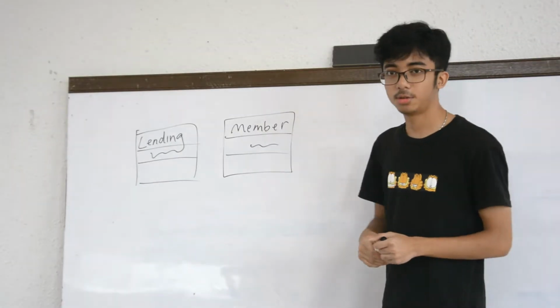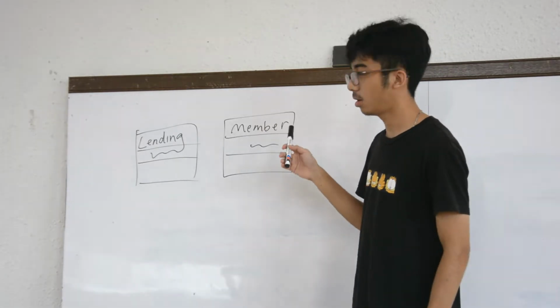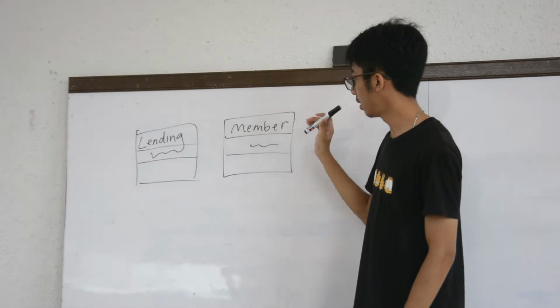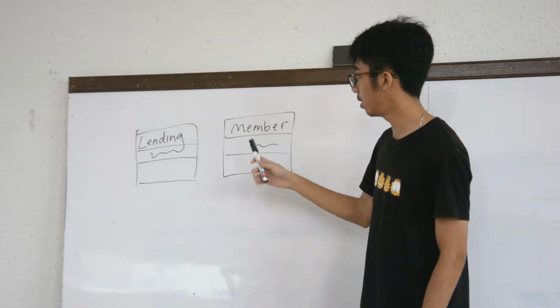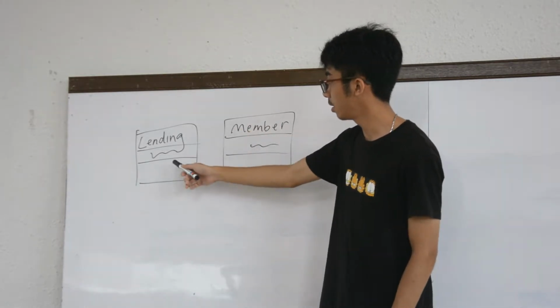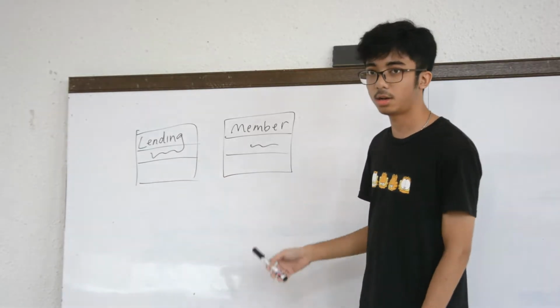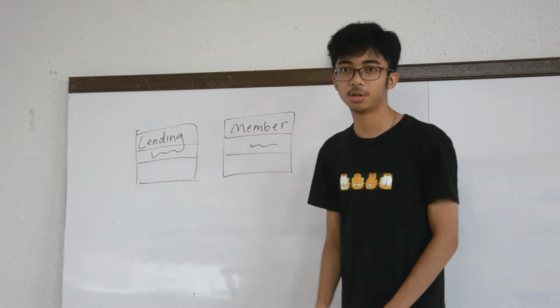For example, you can only be a member of a library. You can't enter data in the members table without inserting data in the lending table. So you can only be a member of a library after lending a book.